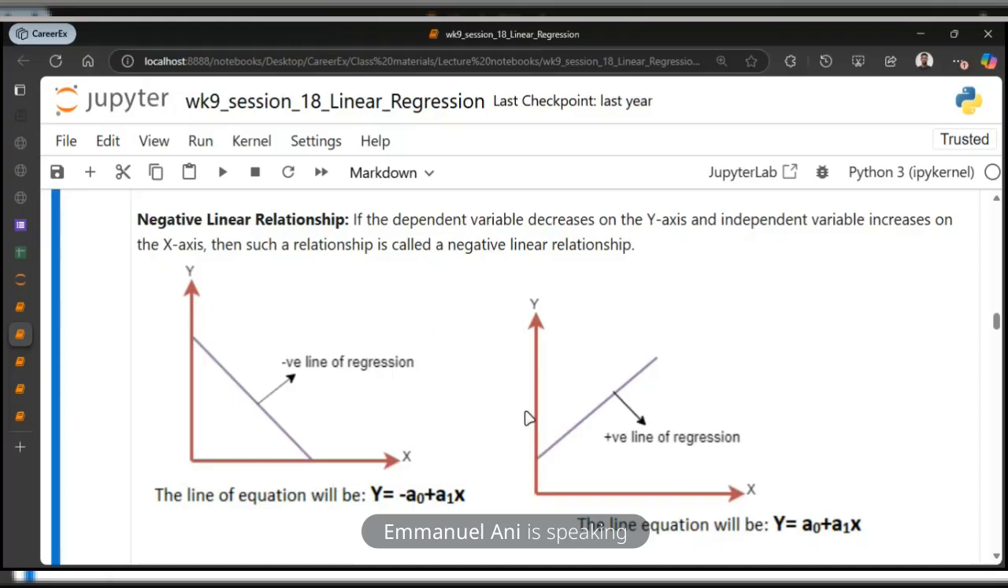In this other case, your y is increasing. You can see it's coming from down to top, and your x is also increasing as it's coming from left to right. So this is a positive linear relationship, and this is a negative linear relationship.